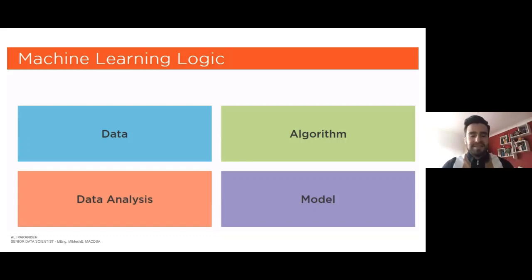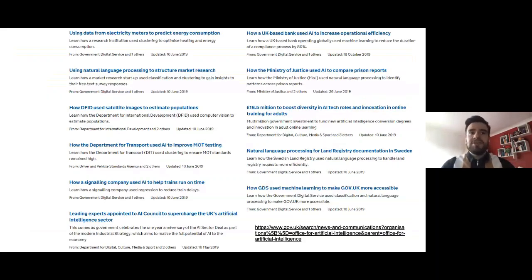It's even expanding to such an extent now that it's becoming a norm. As you can see, some of the applications that machine learning and AI have been used for, I just took this slide from the government website on what are the different types of applications people have used. Like a signaling company used AI to help trains run on time, natural language processing for structured market research, and so many different applications these days. It's becoming more and more the norm to use AI going forward. There are even guidelines and frameworks in place that you can follow, all available on the government website if you're interested in reading more about these.